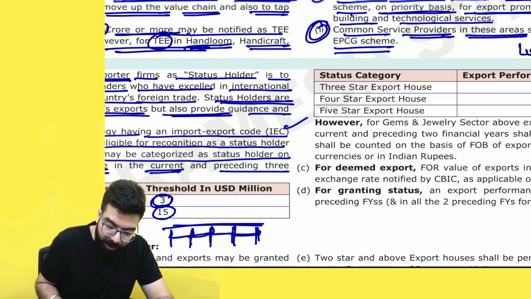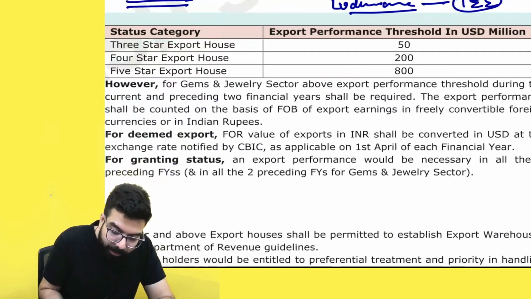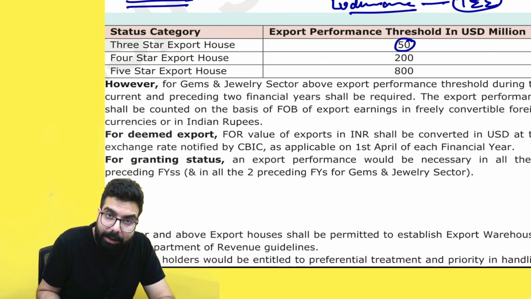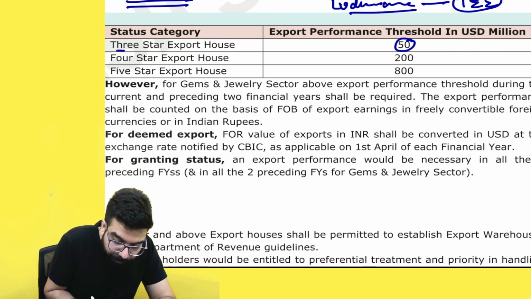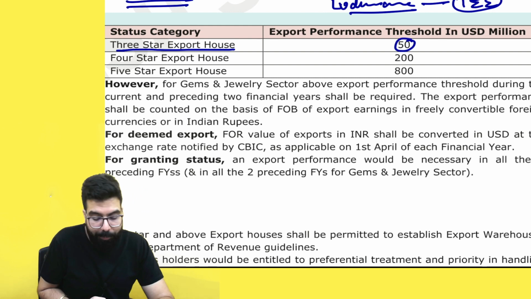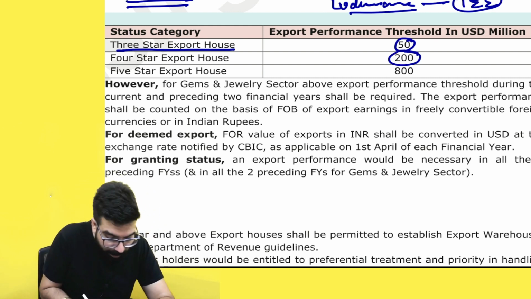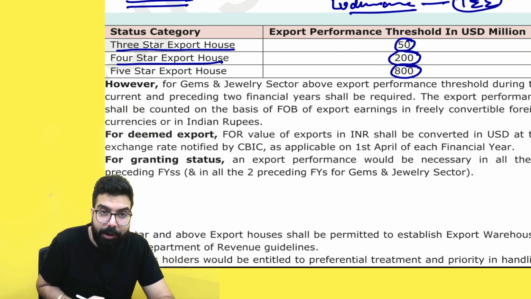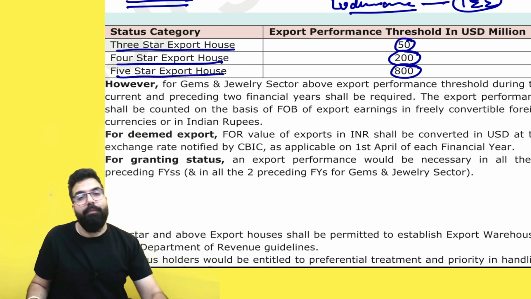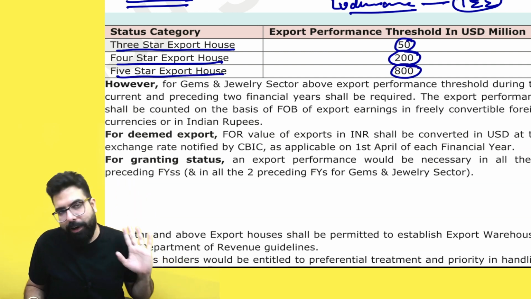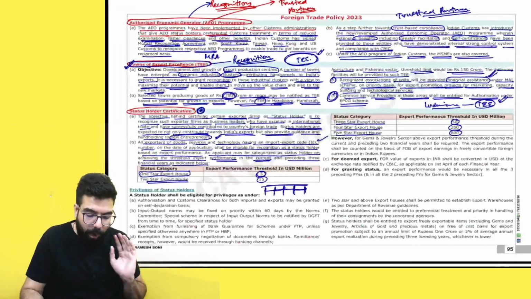Then if I have earned in the current year and the last 3 years put together $50 million, I'll be given 3-star. If I have earned $200 million, then I'll be given 4-star. If I have earned $800 million, then I'll be given 5-star export house recognition. Remember one thing. What is a status holder?